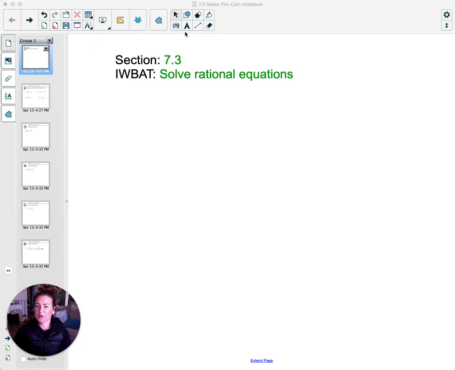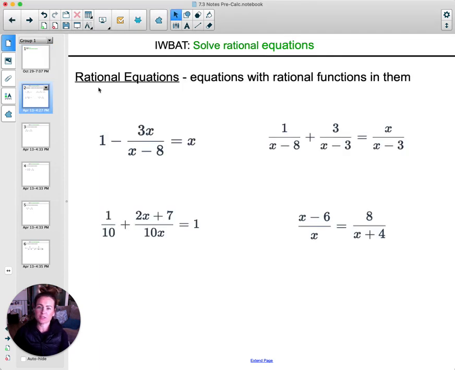In this video, we are going to talk about solving rational equations. Rational equations are just equations that have rational functions within them, which means that you're going to have variables in the denominator. We can take a look at a couple examples here, where you end up with denominators that have variables in them.